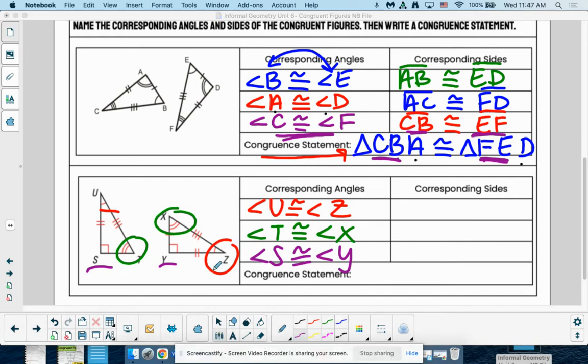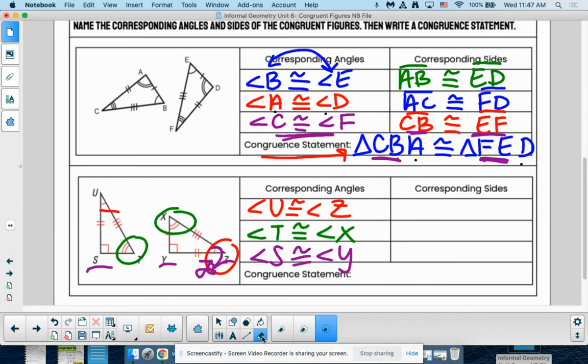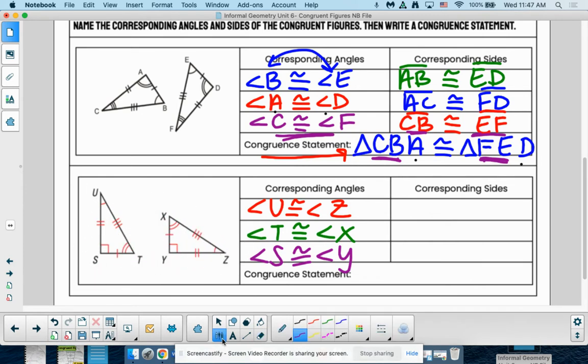Now I'll do the sides, and we know that we need two letters when we name a side. So it doesn't matter where you start. I'm just going to go in order. So I have one tick mark. So that's ST is congruent. Now where's my one tick mark here? YX.